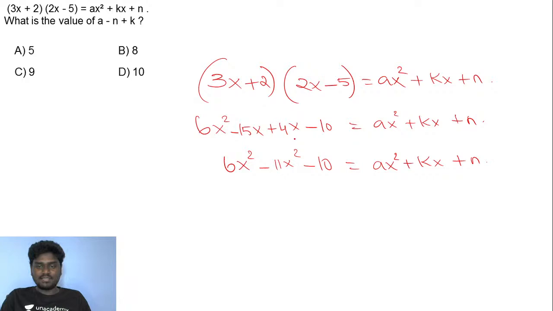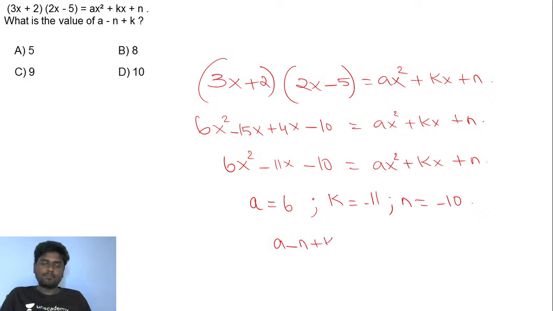So from this, can I say, by equating it, the value of a is equal to 6, the value of k is equal to -11, and the value of n is equal to -10. Right? They're asking you what is the value of a - n + k. So it is 6 minus n, means minus into minus, it becomes +10, plus 10, minus 11.